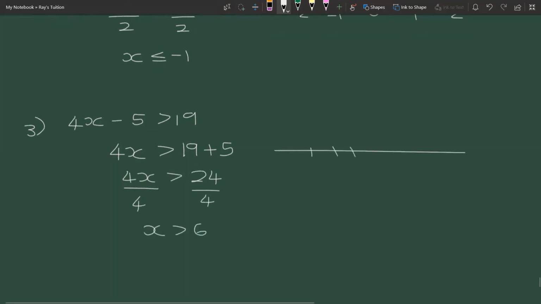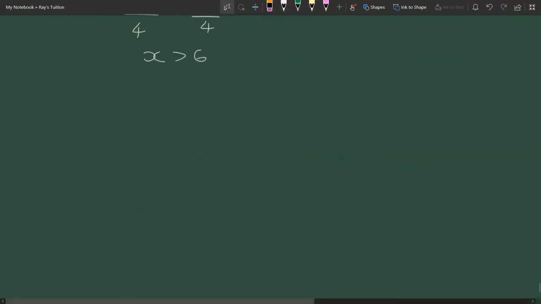So again, we're going to have a number line. You don't have to put in a lot of numbers. I'm just going to have 5, 6, 7. And we're going to have 6 being the pivotal one. So 6, and it's a strict inequality. So it's an open dot at 6. And x is greater than that. So we go to the right-hand side. So greater than, we go to the right-hand side. Less than, we go to the left-hand side.